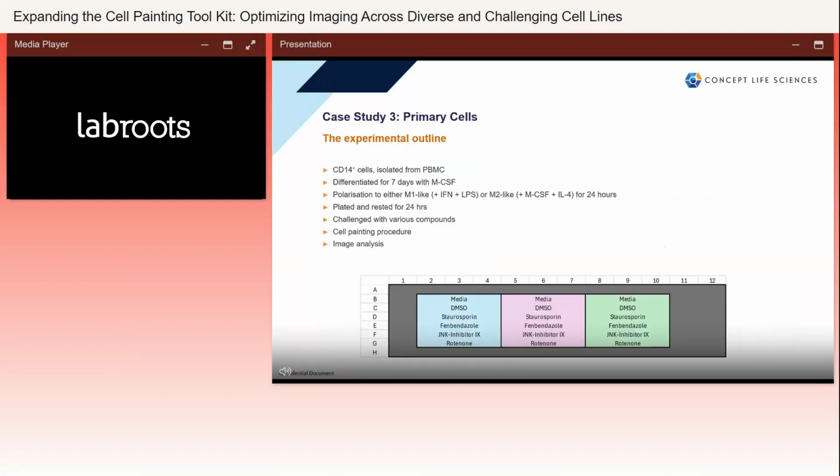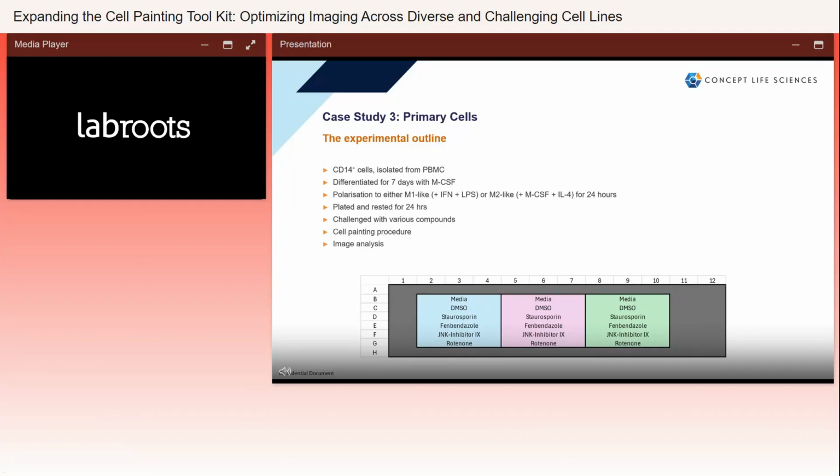To prepare our polarized macrophages, we isolated CD14 positive cells, then employed the differentiation and polarization procedure to skew towards either the M1-like or M2-like phenotype. Once these cells were sufficiently polarized, we plated them into a fresh imaging plate and allowed them to rest and adhere before challenging them with a selection of compounds and assessing their effects in the cell painting assay. Three different donors were used, with each condition performed in triplicate to give some technical robustness to the data.